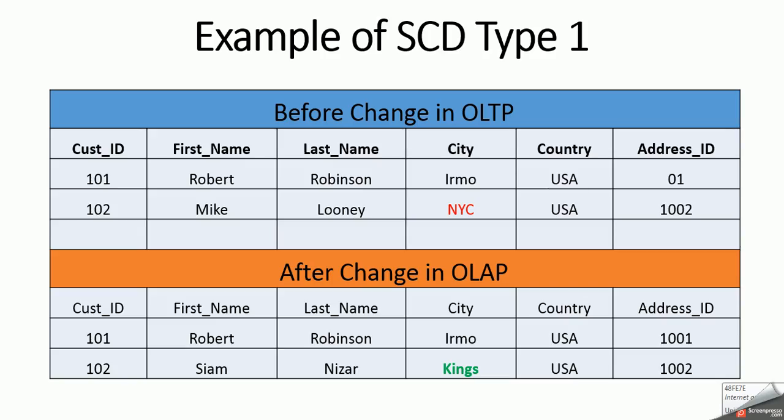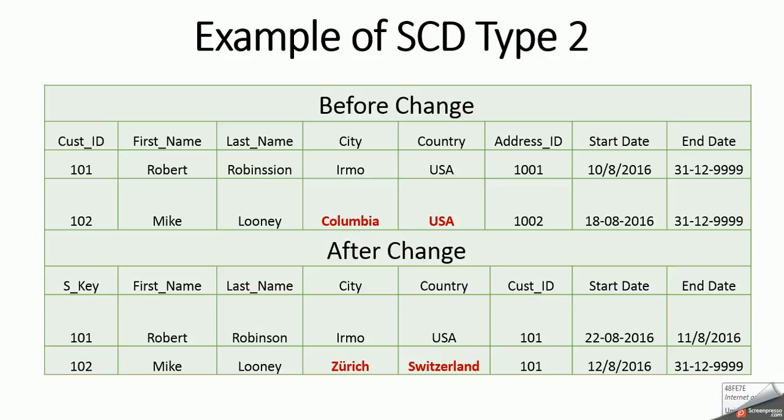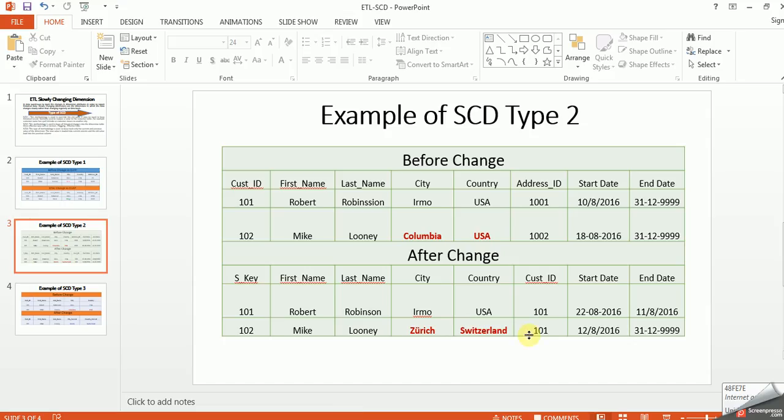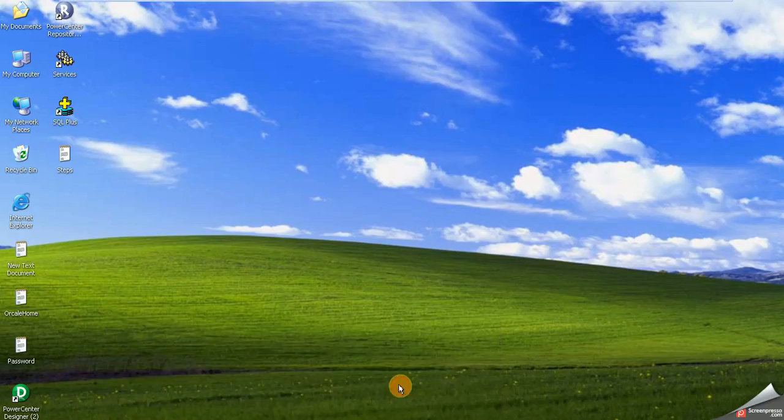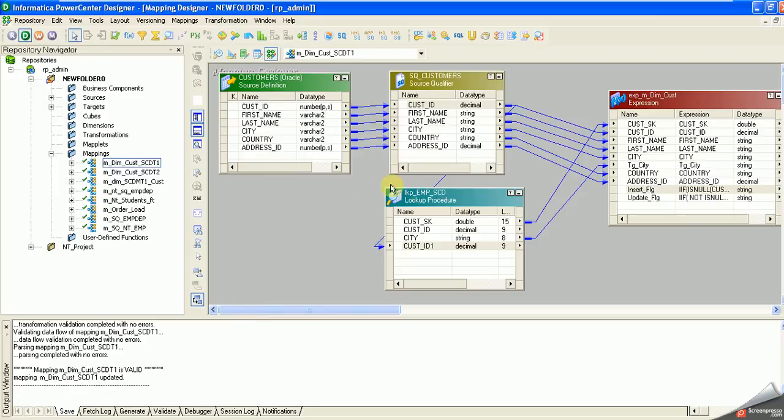So here is an example I have. Before changing the information, as you see, this customer city is New York. After changing, it's, I just put a random name here, Kings City, in the USA. So let's implement this SCD type 1 using Informatica. Before that, I have one customized menu on how to create it, instead of developing manually.